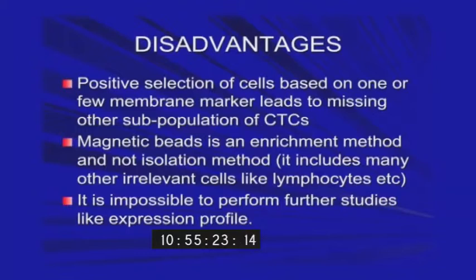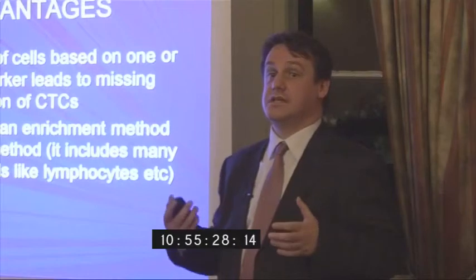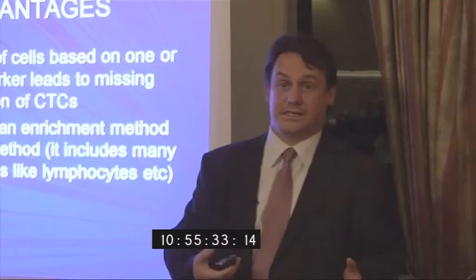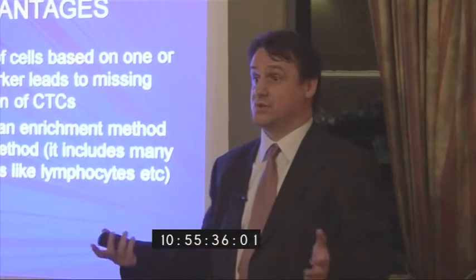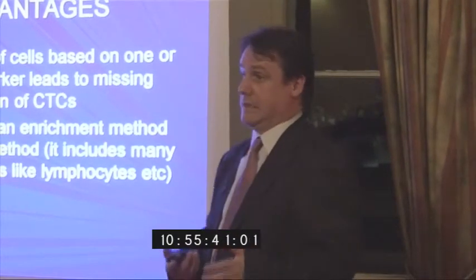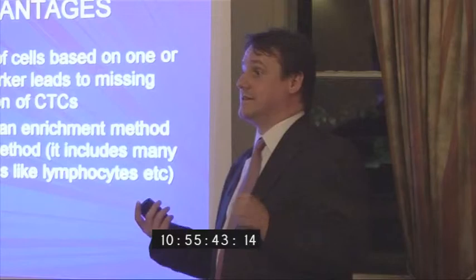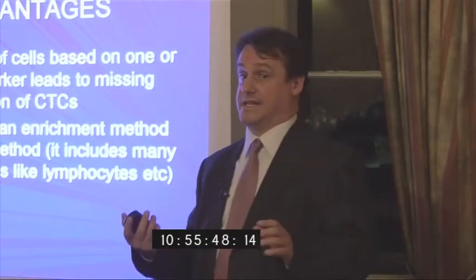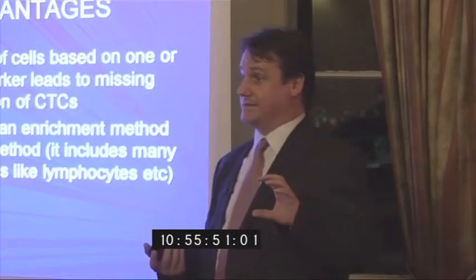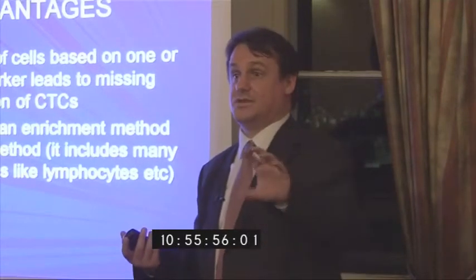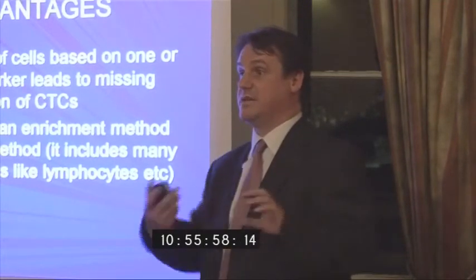Second, magnetic beads are an enrichment method. It means that what you extract is not only your cancer cells, it's also other cells, lymphocytes or monocytes, so you have other cells inside your samples. Also, there are two kinds of magnetic beads, the 50 nanometer and the 250 nanometer. The big beads are very sensitive in a magnetic field, so when they detect your cell, it can easily be removed.